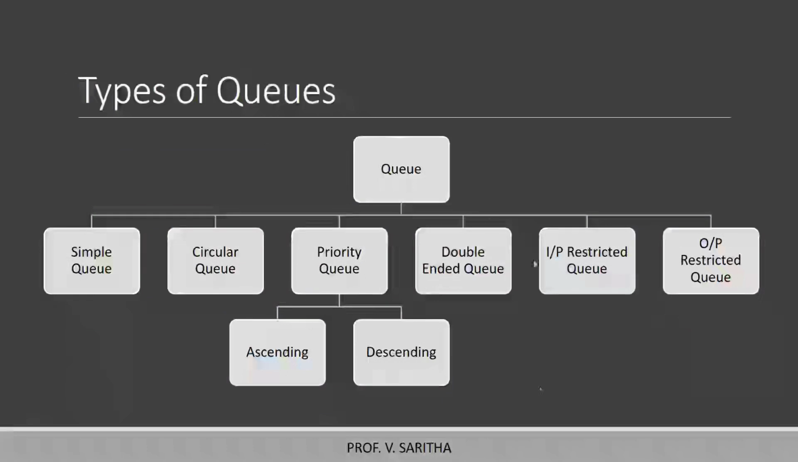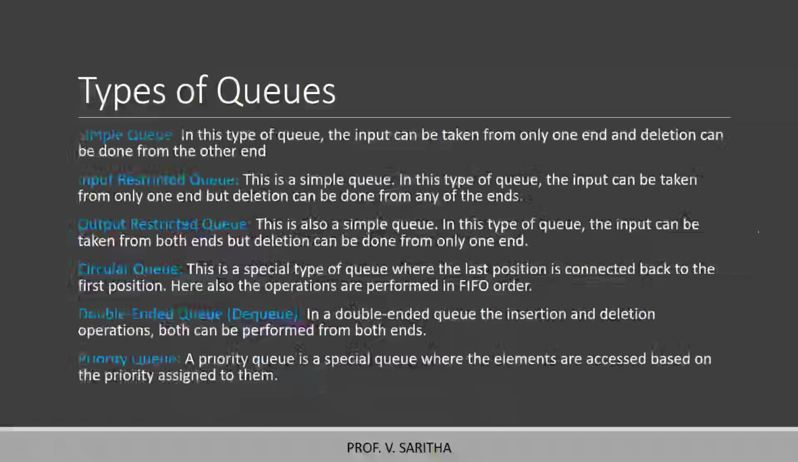And we have different types of queues. The different types of queues are simple queue, circular queue, priority queue, double-ended queue, input restricted queue, and output restricted queue. In the case of priority queue, we can have both ways, that is ascending and descending order priority queues. So let us see what is what.